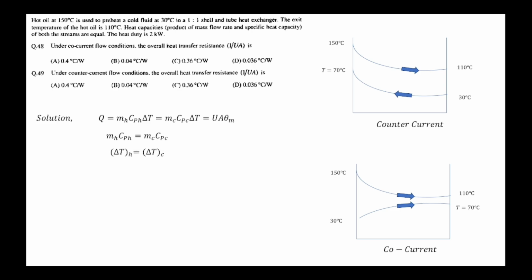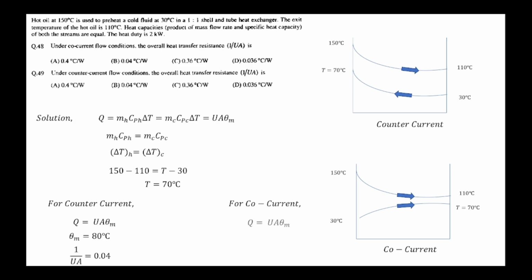So you will have this, then this T is equal to 70. Now for counter current, theta m will be changed. Theta m will be 80 degree Celsius in this, because 150 minus 70 will be 80, 110 minus 30 will be 80. That means we will use arithmetic temperature difference. So AMTD will be 80 in counter current case. In co-current case we have LMTD 70. So this is the answer. Okay. Next question.